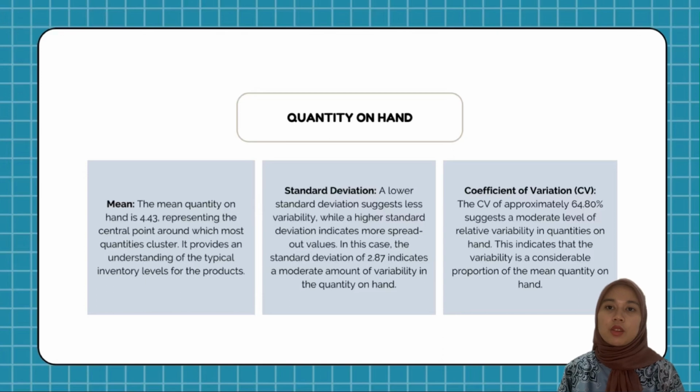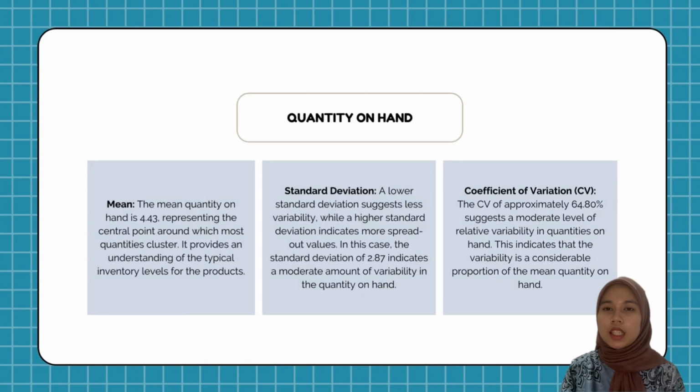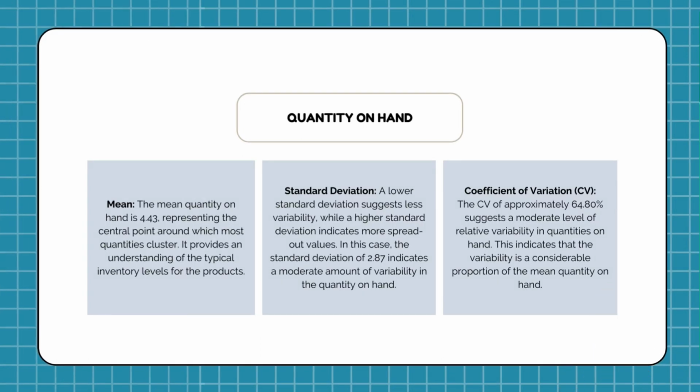And lastly, for quantity on hand, the mean is 4.43, representing the central point around which most quantities cluster. The standard deviation is 2.17, indicating a moderate amount, and the coefficient of variation is 64.80%, suggesting a moderate level of relative variability in quantities on hand.